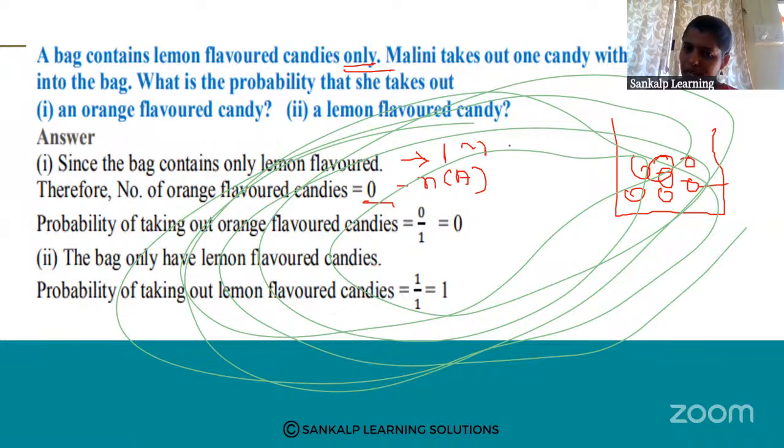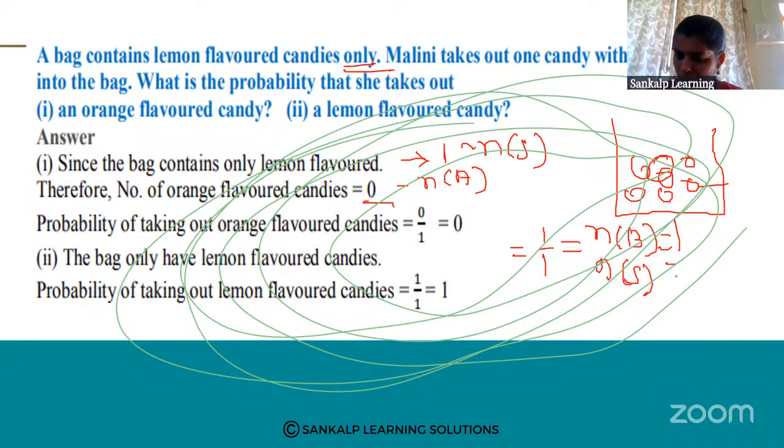That means n of s is 1, and this is the probability of taking out orange flavor candy. 0 divided by 1 is 0. The bag contains only lemon flavor candy. So for lemon flavor candies, it is 1 divided by 1. That means the bag has only lemon flavor candy. Therefore n of b is 1. Total number of outcomes is 1. So 1 divided by 1 is 1. Right? Next.